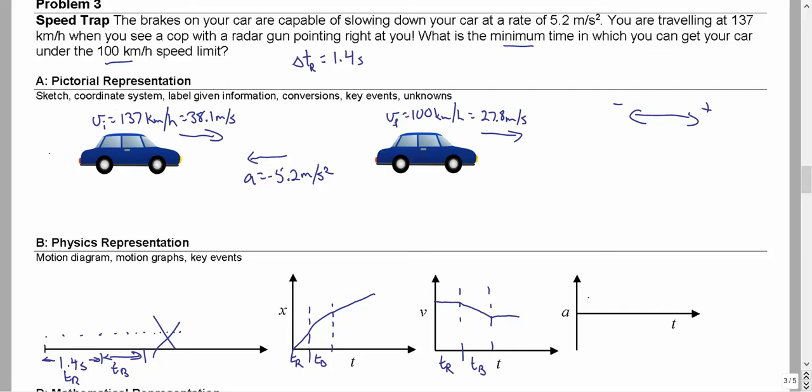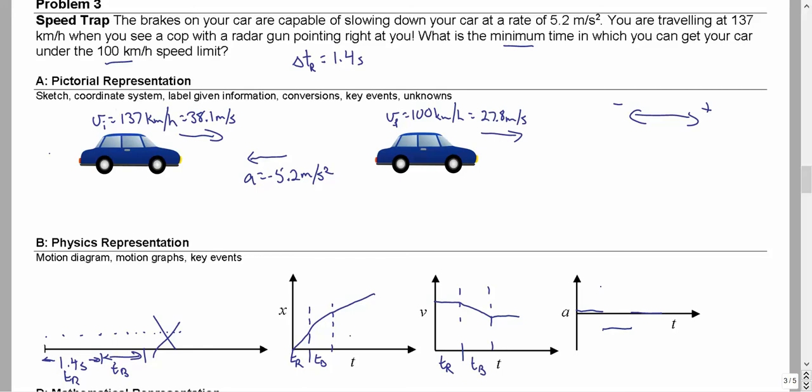So this is where it's going to get a little bit crazy. I'm going to have no acceleration at first because I'm moving in uniform motion. I'm going to jump down suddenly. I'm going to hit the brakes. There's going to be a sudden jump. I'm going to get to a negative acceleration, and then we'll assume that once I'm under the speed limit, I'm going to go back to zero acceleration. I'll be traveling in uniform motion.